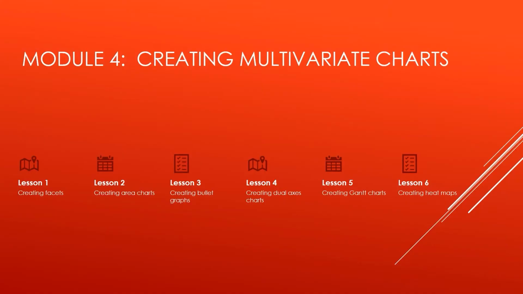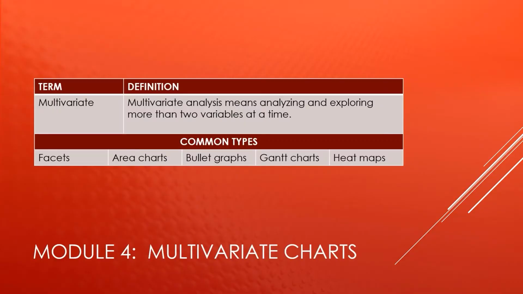In our fourth module, we'll switch our focus to creating multivariate charts. This module has 6 lessons. We're going to start by creating facets and then move on to creating area charts and then bullet graphs. You're going to learn how to create dual axes charts, how to create Gantt charts, and how to create heat maps in this module. Multivariate simply means analyzing and exploring more than 2 variables at a time. And I have the common types, which are our lessons, listed on this slide.